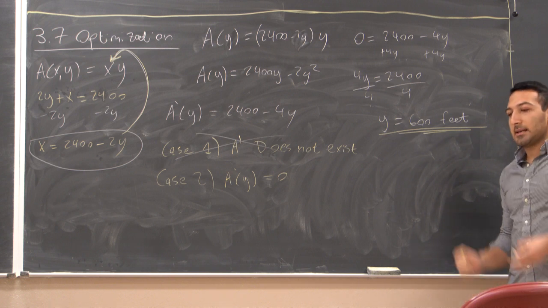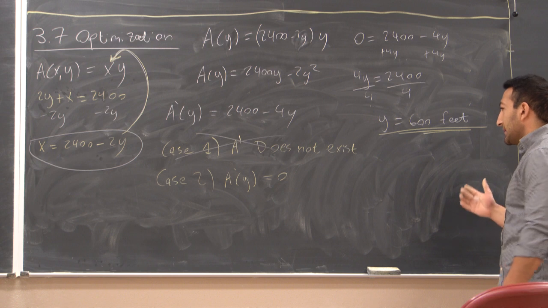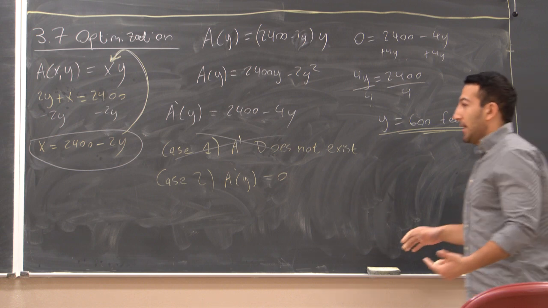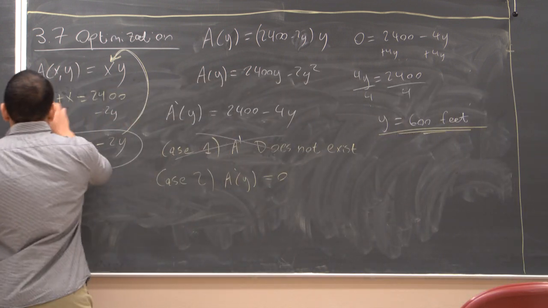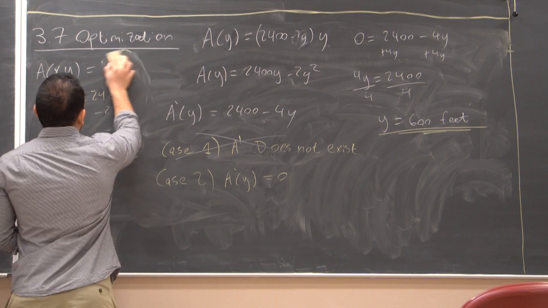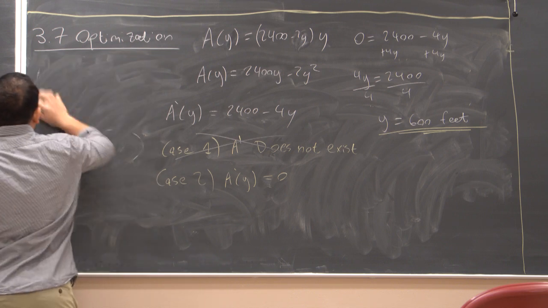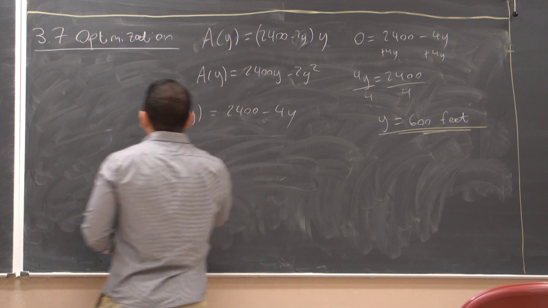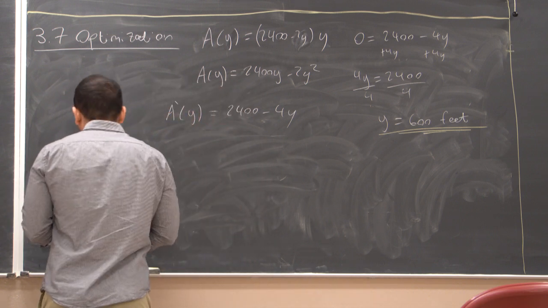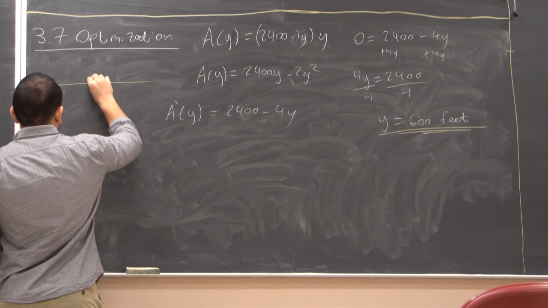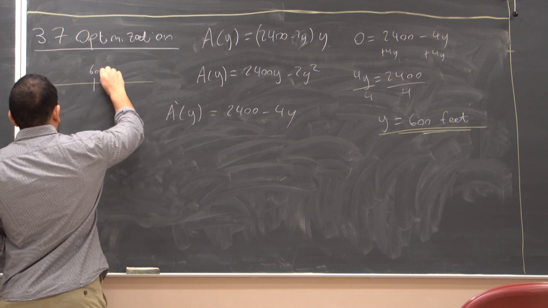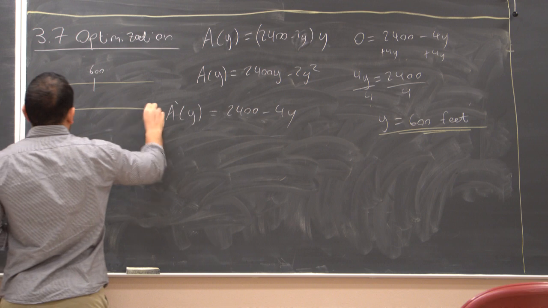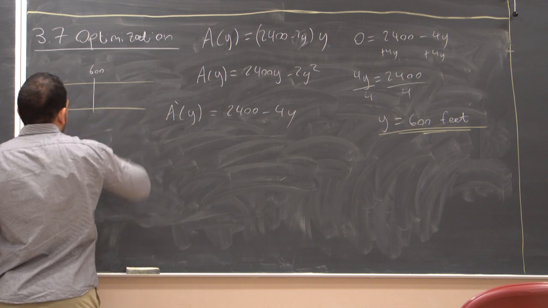Now, in this context, it may be clear that, okay, this has to be the maximum, but we still need to justify this. And remember, the way that we justify it is using the first derivative test. So again, we're going to make a nice little table and check the sign of the first derivative before and after 600. Okay, so here is 600, and here is a prime of y.